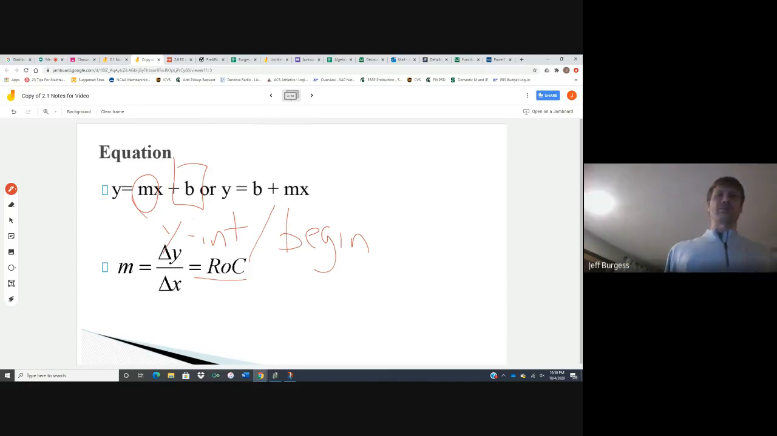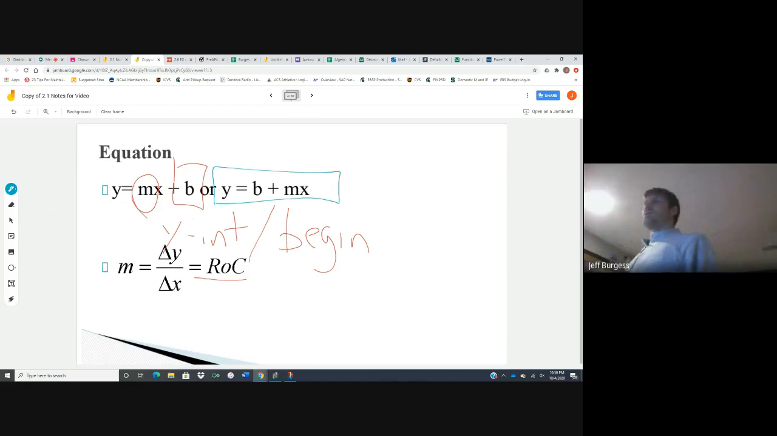But obviously, it doesn't have to be written in that order. Actually, a lot of people in some textbooks will write it y equals b plus mx. Because when you're thinking about it, you really need to know that beginning amount first. That's where you start, and then you go up or go down from there. So don't be surprised if you see it written that way as well.